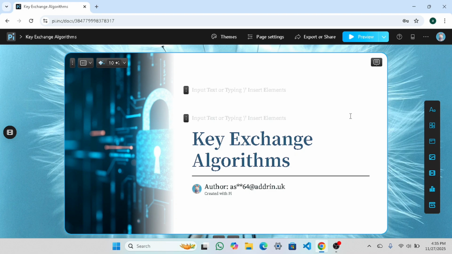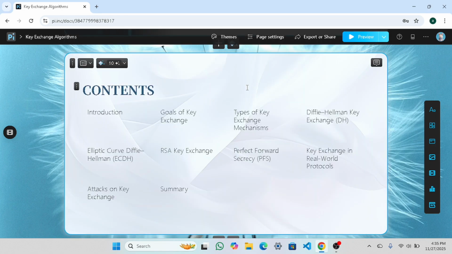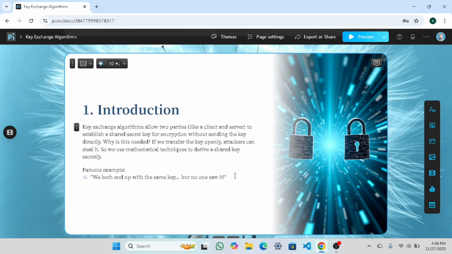So, today we are going to discuss how two parties securely exchange cryptographic keys, even over insecure networks. Key exchange is the foundation of secure communication. The contents are: first, the introduction; then goals and types; then some key exchange algorithms; and last, we will summarize this video. So without wasting any time, let's move towards the content.